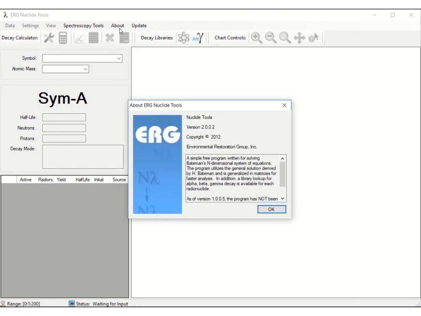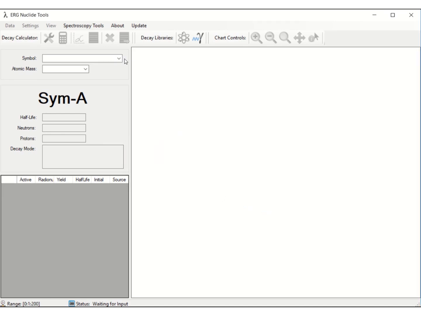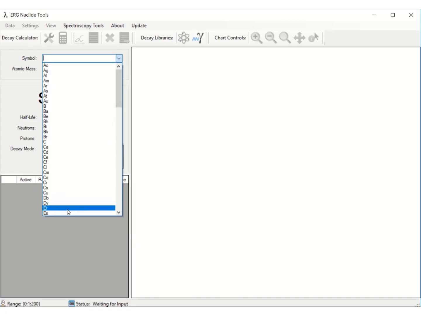We'll use the other ERG program, version 2.002, which is copyright from 2012, to provide an example of just the decay of atoms as opposed to activity. So let's pick an isotope to start with. Let's select zirconium-95.